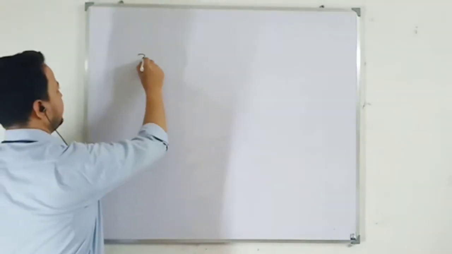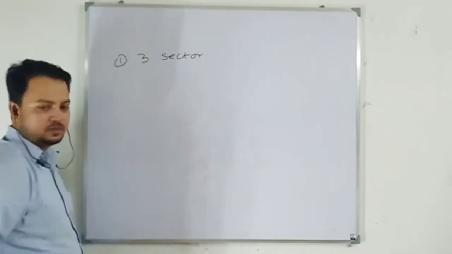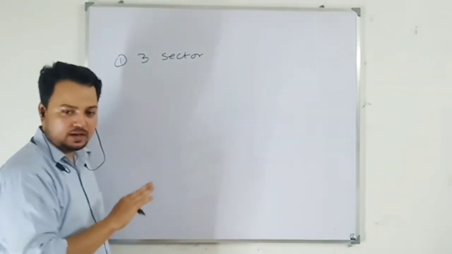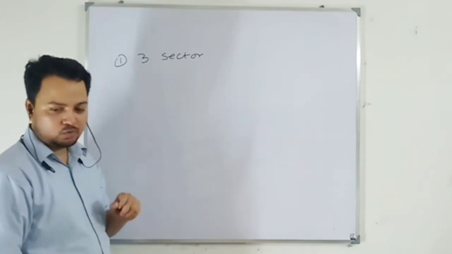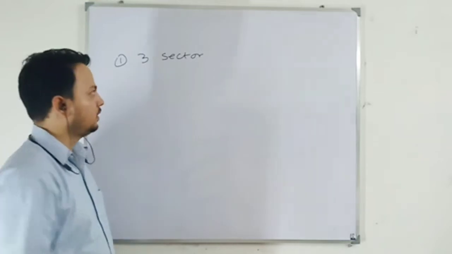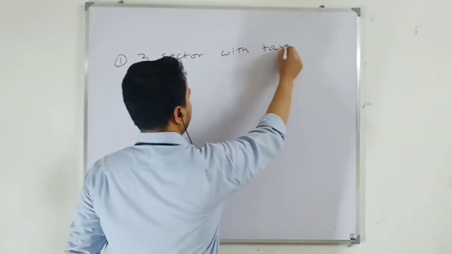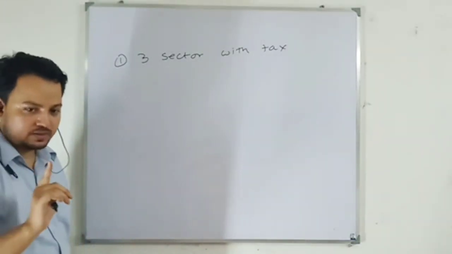I am considering the three sector model. Okay, three sector model. BBN can be equal to 1 and less than 1 also. When I am saying balanced budget multiplier, I am talking about the government sector. So it is not a two sector model, it is a three sector model with tax. And in the first case, I am only considering autonomous tax.